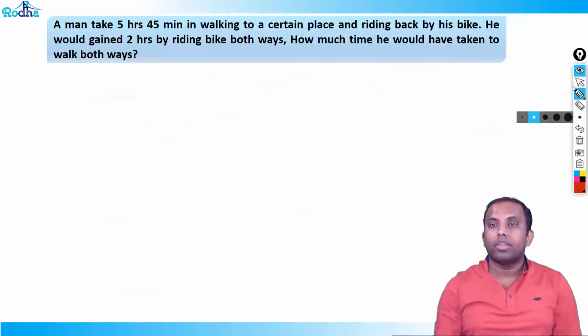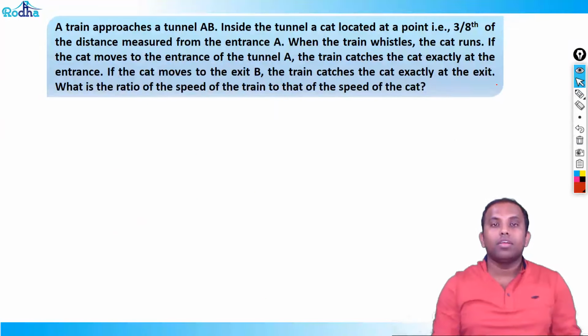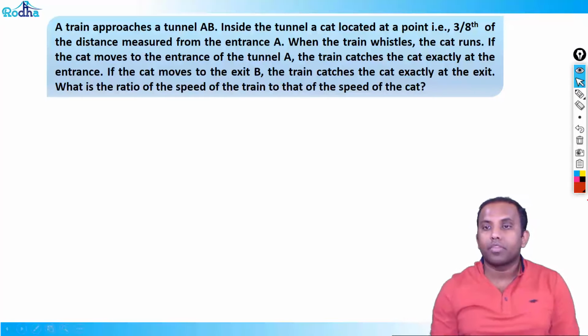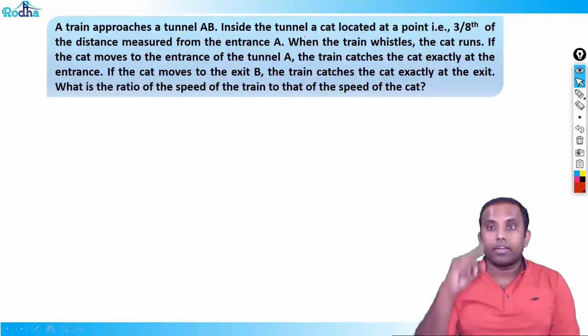Okay, next question. A very interesting question it is. See, a train approaches a tunnel AB. Inside the tunnel, a cat is located at a point that is 3/8 of the distance measured from the entrance A. When the train whistles, the cat runs. If the cat moves to the entrance of the tunnel A, the train catches the cat exactly at the entrance. If the cat moves to the exit B, the train catches the cat exactly at the exit. What is the ratio of the speed of the train to the speed of the cat?